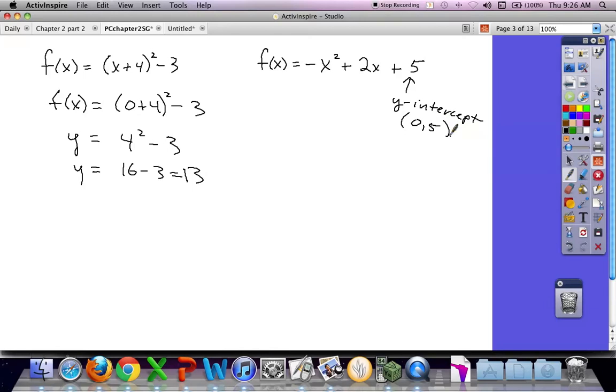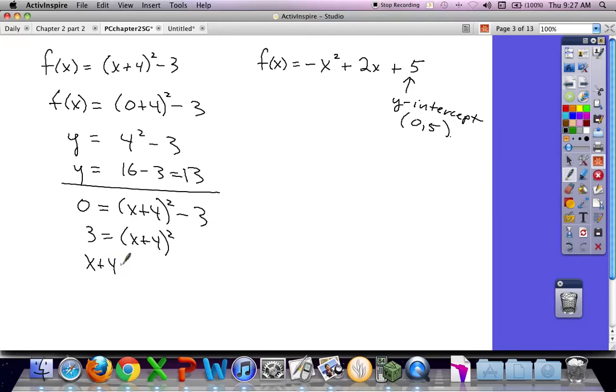Okay, find the x-intercept. Substitute y equals 0, solve for x. In this case, we have 0 equals x plus 4 squared minus 3. Move the 3. Take the square root of both sides. Make sure that you put in the plus or minus, and then subtract 4. So x equals negative 4 plus or minus the square root of 3.